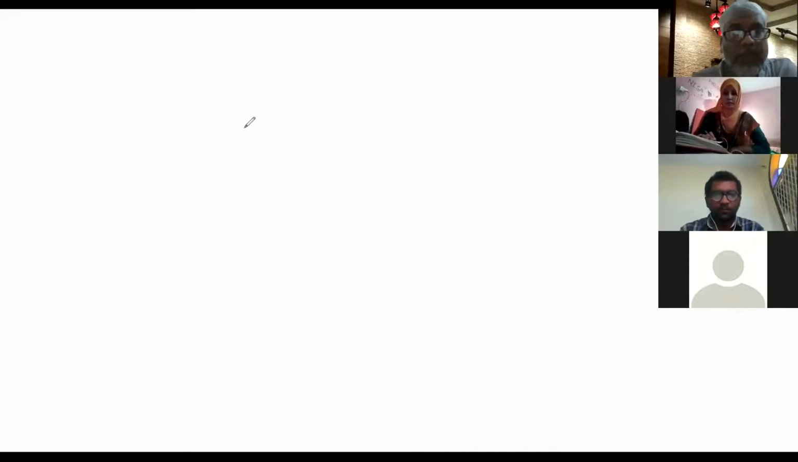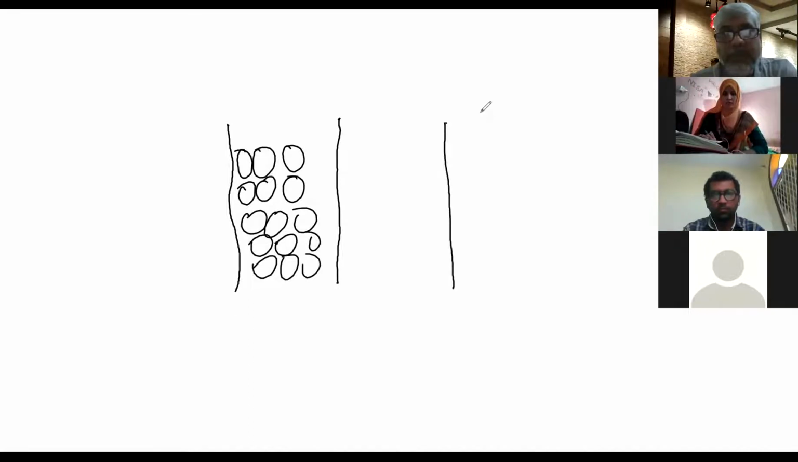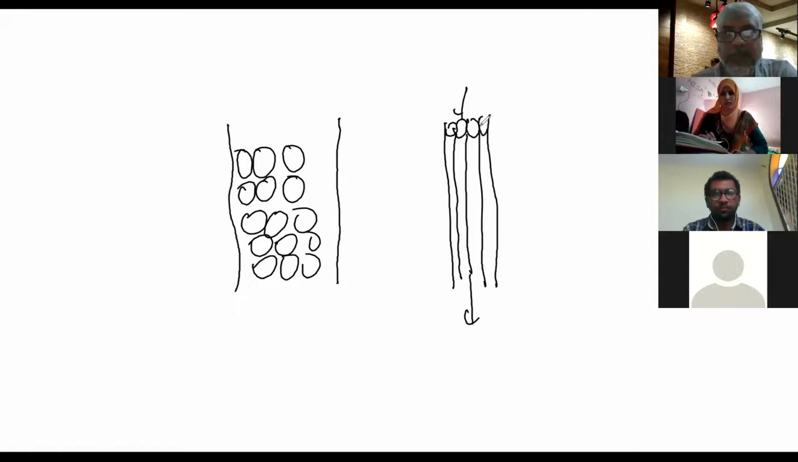Okay, so when we have filtration, we have grain size, different grains, and we have a pipe. The Darcy-Weisbach equation talks about flow in a pipe, in a closed conduit, and considers that there are different pipes in one pipe. This situation is similar in filtration.